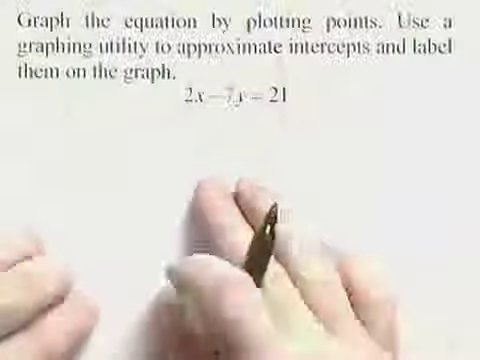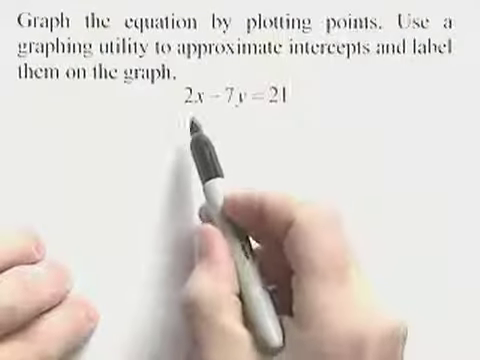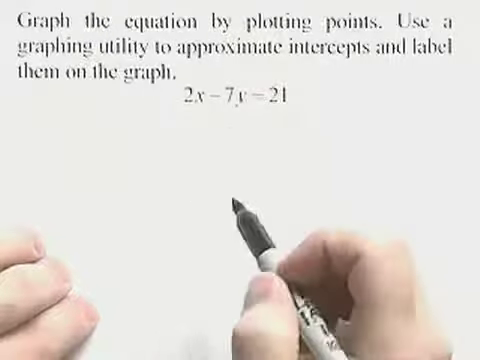Here we're asked to graph an equation by plotting points. Then we're going to use a graphing utility to determine the intercepts and include those in our graph. We're asked to graph the equation 2x minus 7y equals 21.